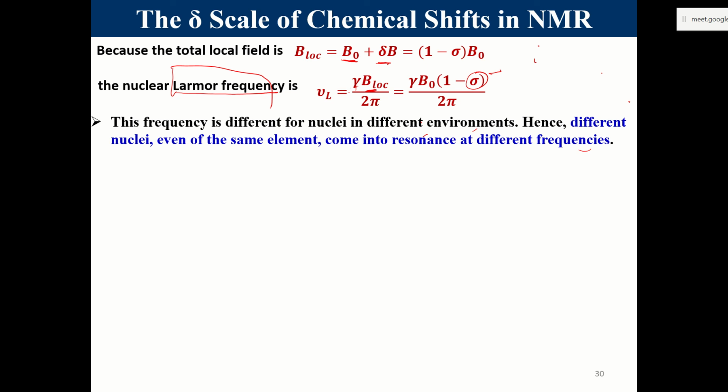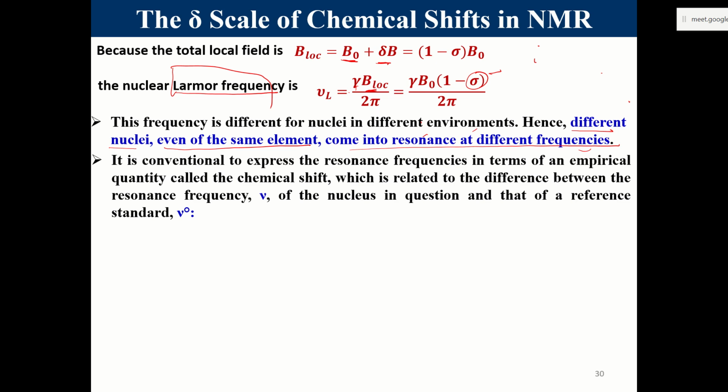So we come to an important point. Different nuclei, even of the same element, come into resonance at different frequencies. Nuclei of the same element come into resonance at different frequencies depending on the environment. So the local field will be different, the Larmor frequency for each one of them will be different, and they will come into resonance at different frequencies.